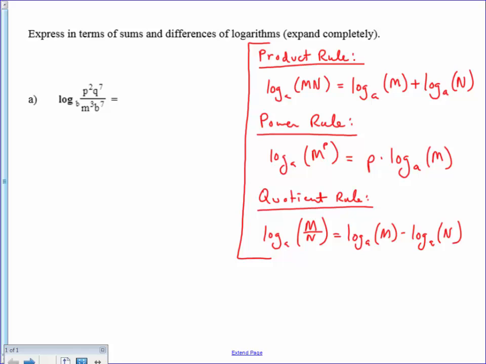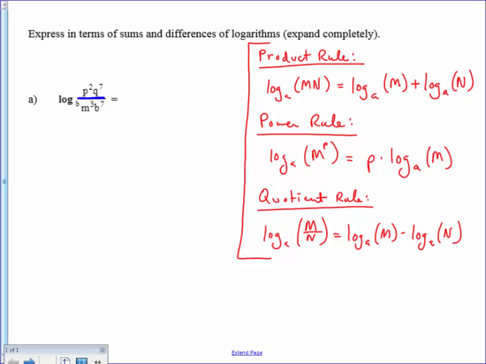I also see bits and pieces that are multiplied together, but the entire argument is not multiplied, and so the product rule is out. I go to the quotient rule, and the quotient rule says I'm taking the log of the quotient of two values, and that's the thing that fits the most. We see here we have a fraction, we have a top, and we have a bottom. It doesn't matter how many pieces are in that top and bottom.